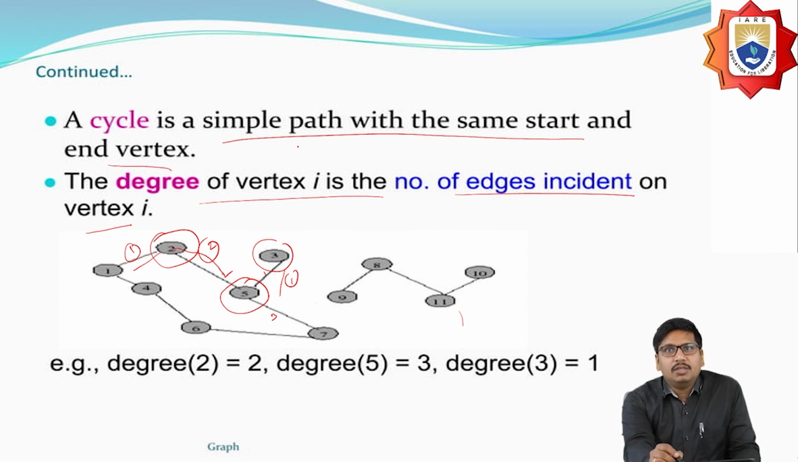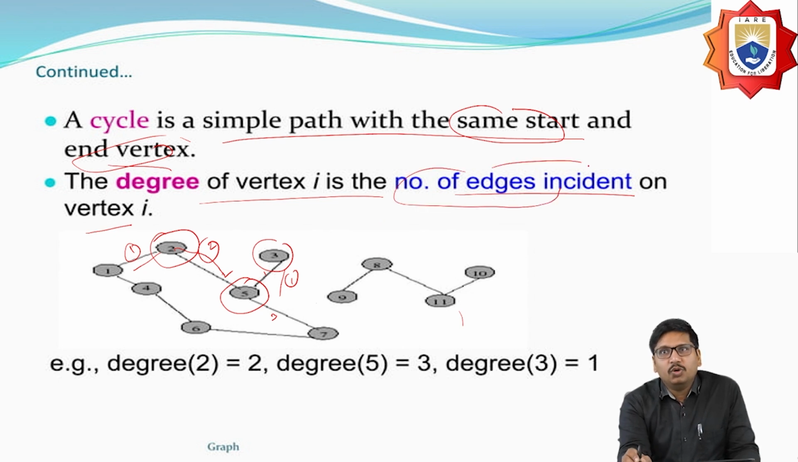So a cycle is nothing but a simple path which has the same start and end vertex. And the degree of a vertex is the number of edges incident on vertex i.